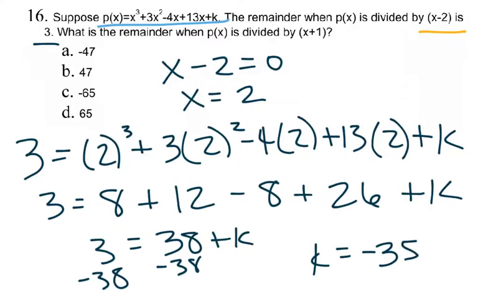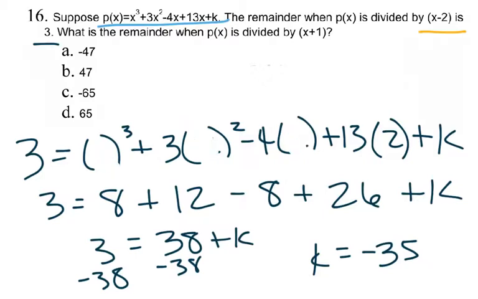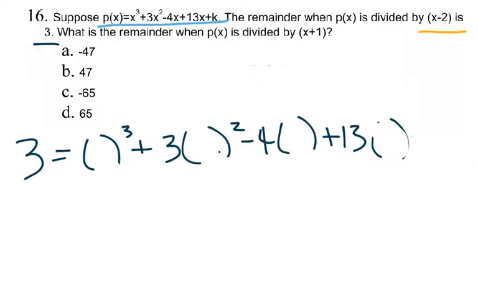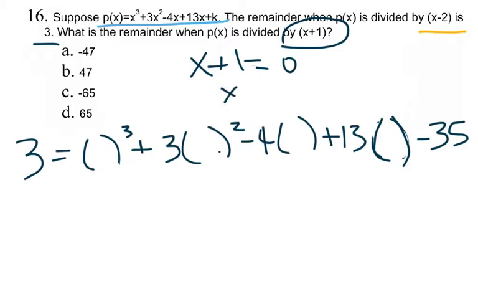Okay, so I'm going to clean this up. I don't need any of this anymore. I know that k is negative 35, so now what I'm saying is, what's the remainder when it's divided by x plus 1? So I need to plug a negative 1 in for all the x's now, knowing that k is negative 35, and I'm going to figure out what I get. I don't know that 3 is the answer. I'm going to figure out what the answer is.